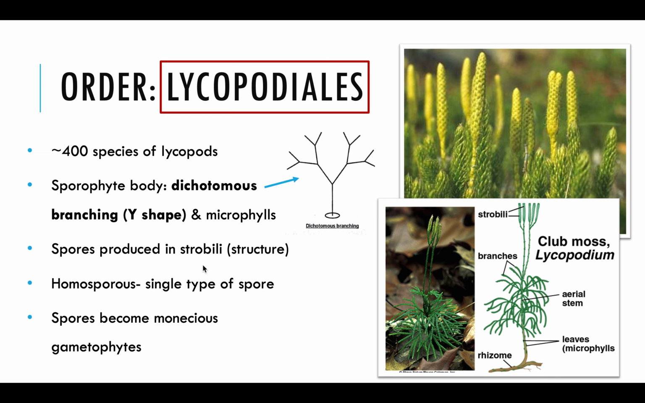Our spores are produced in structures called strobili. So here is a strobilus right here. And we only have one type of spore, so it's homosporous. That's where that word comes from. And spores will become monoecious gametophytes. So much terminology here. Monoecious just means that both male and female parts are on the same plant, okay? So these guys do not have separate gametophytes like we did in the mosses and the liverworts. We just have male and female parts on one structure, okay?